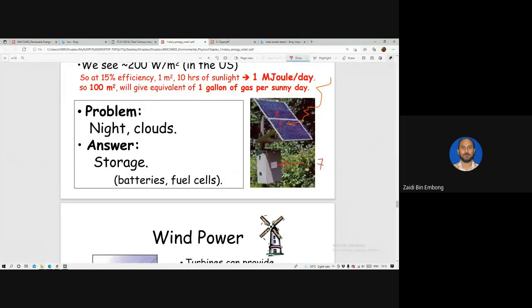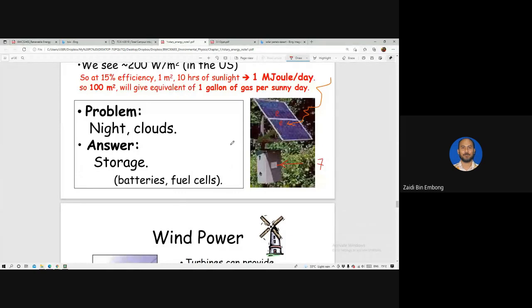But how long can the power from the battery last? Maybe you turn off all the electric supply from TNB, and you depend on this from 7 o'clock at night until what time? Tell me. With this size of battery, how long can it last? Maybe from 7 to midnight, 5 hours.